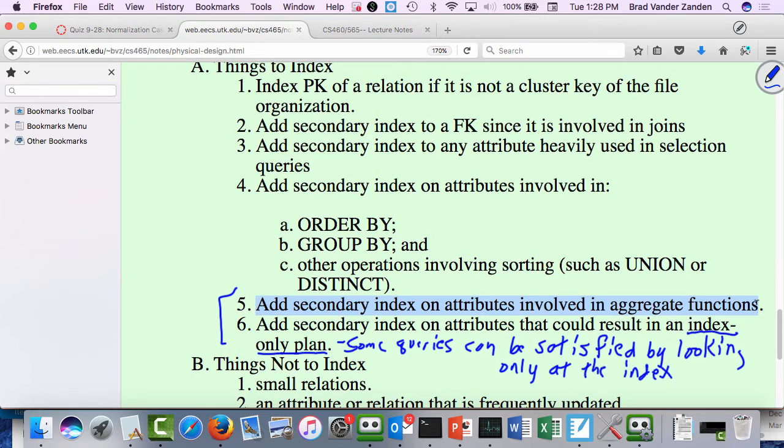Okay, so for example, let's say I asked for the minimum and maximum salaries in our company. Well, if we happen to have a secondary index on salary, it actually doesn't matter whether it is a B+ tree or an extendable hash table. It's going to be far faster to just look at the index rather than at the tuples. Can someone tell me why?